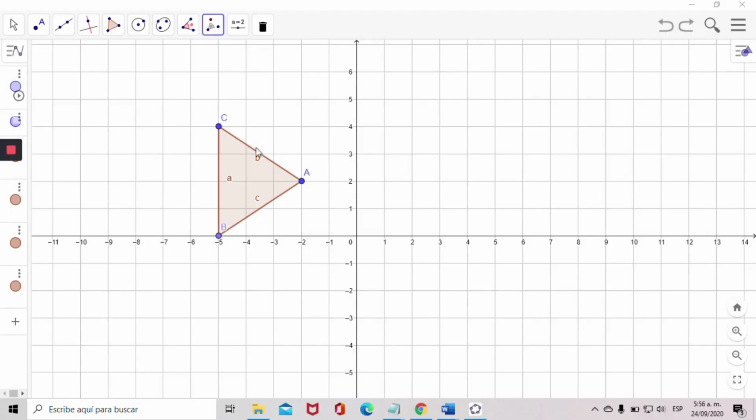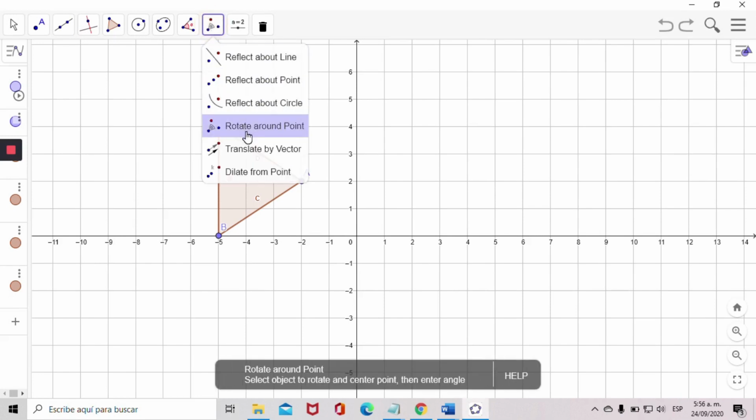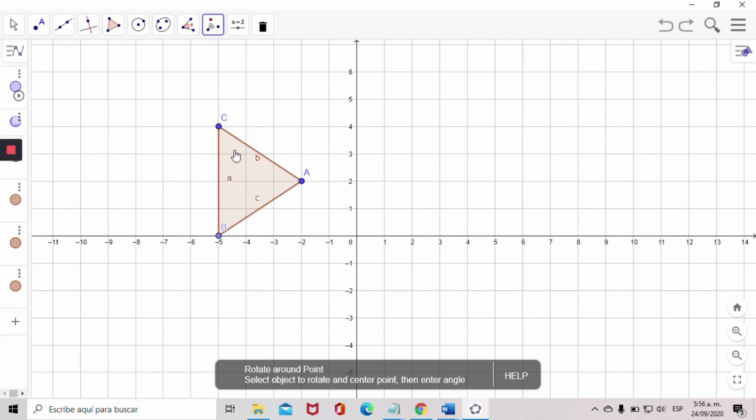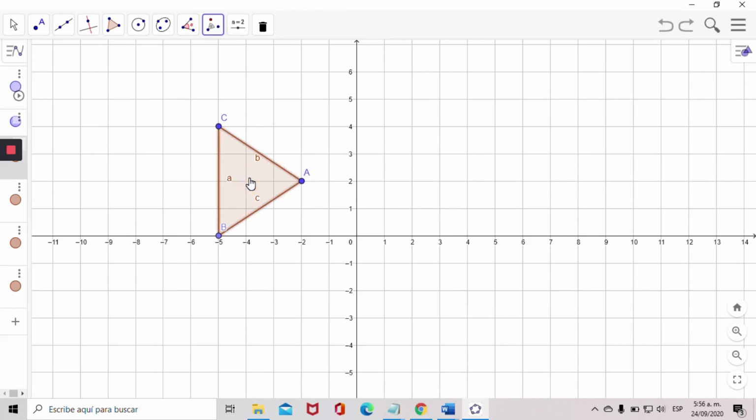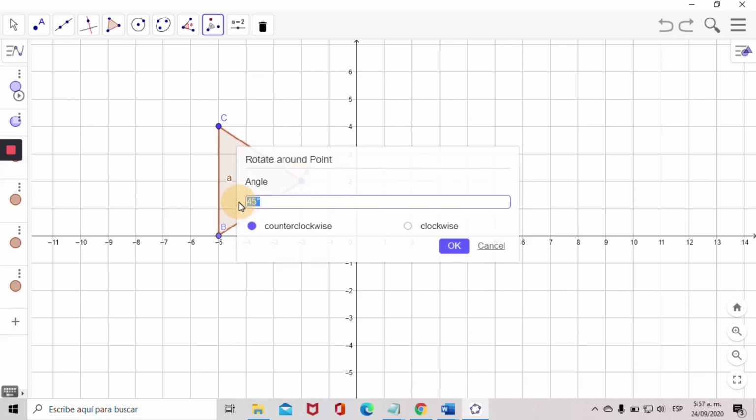This time we are going to rotate our polygon. Once we have the polygon ready, we have to select rotate around a point. So we select the polygon we want to rotate, and the point which is going to be the axis. A vertex can be the axis. Let's say A. I'm going to rotate it 90 degrees, let's say clockwise.